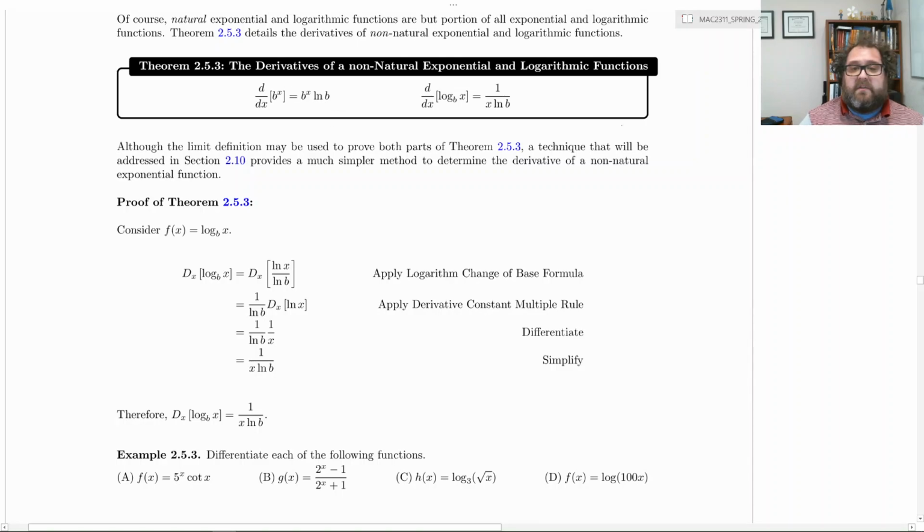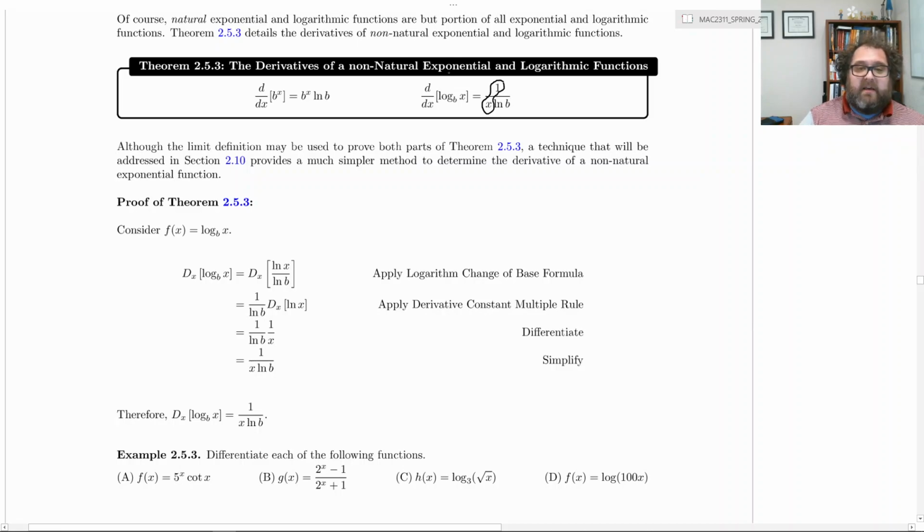Okay? Now what about the derivative of the non-base e logarithm? So again, same thing here. That base can be any positive number not equal to 1. So pi, 3, 6, 1/2, whatever. So notice that the derivative is kind of like the derivative of the natural version, 1/x. But we have another factor in the denominator, the natural log of the base.